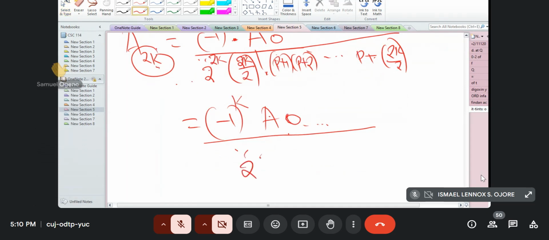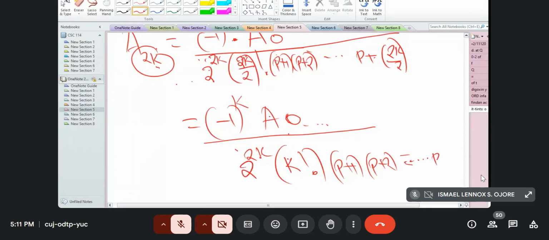2 to the 2k. 2k divided by 2 is just k, so we have k factorial. P plus 1, p plus 2, all the way up to p plus k.